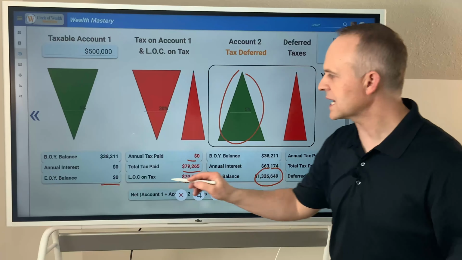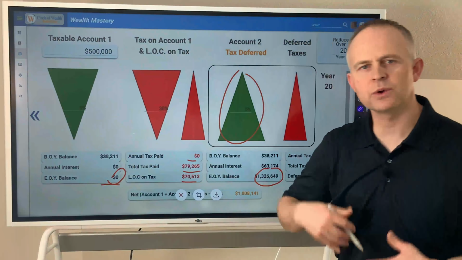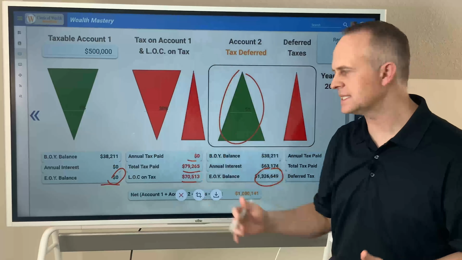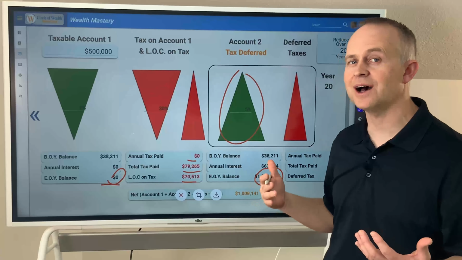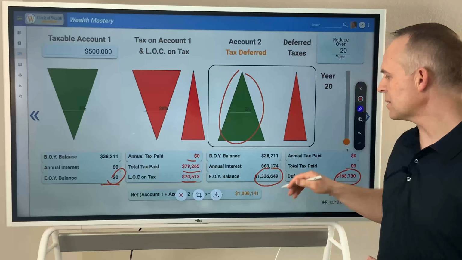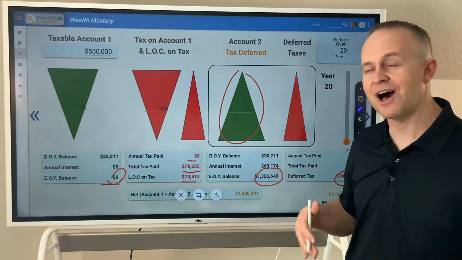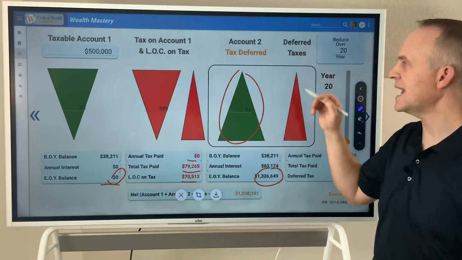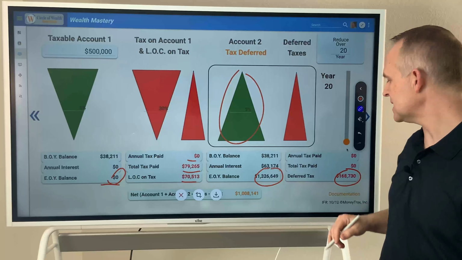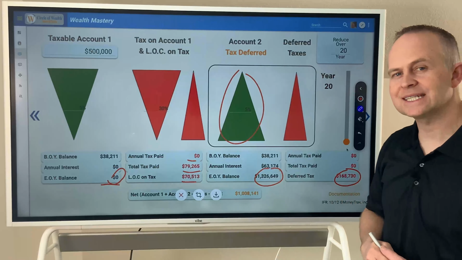And down here, our account is zero, right? So we've reduced that $500,000 down to zero. We've really reduced our taxes and our lost opportunity costs on those taxes. And our balance over here is $1.3 million in this account number 2, where we've moved the money into a tax deferred position this time, and our savings of $168,000.